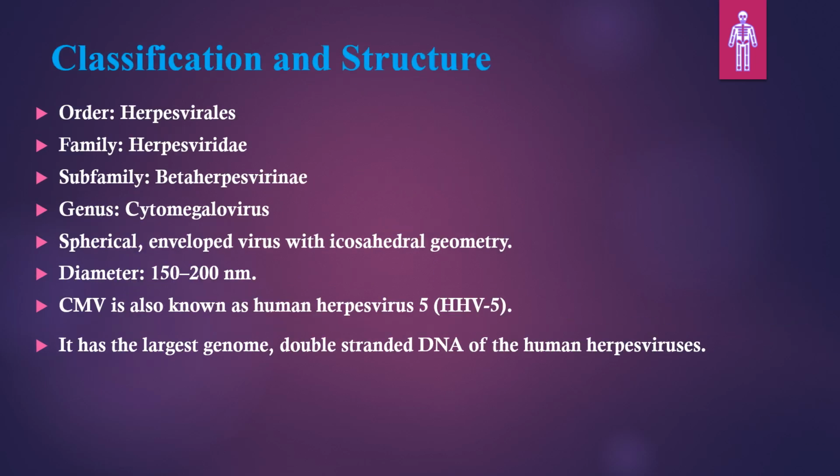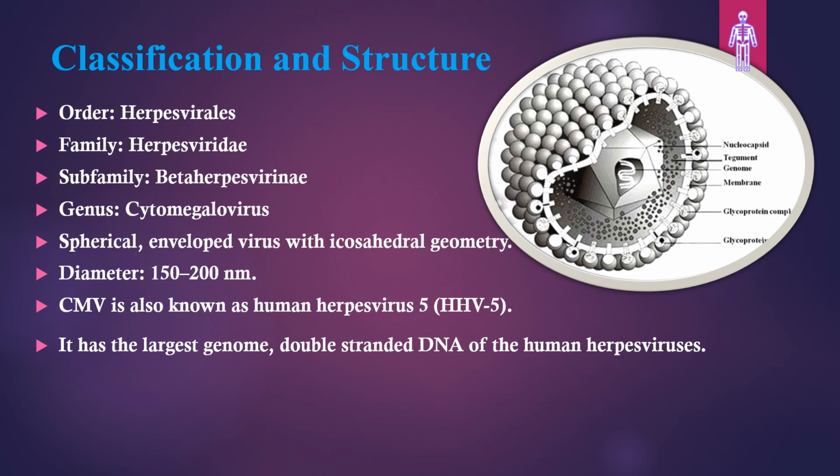Classification and the structure of the cytomegalovirus. The virus belongs to the order Herpesvirales, family Herpesviridae, the subfamily Betaherpesvirinae, and the genus Cytomegalovirus. Structurally, the cytomegalovirus is a spherical enveloped virus with an icosahedral geometry, and the diameter is around 150 to 200 nanometers. The cytomegalovirus is also known as human herpesvirus 5, which is the largest studied virus in this family.